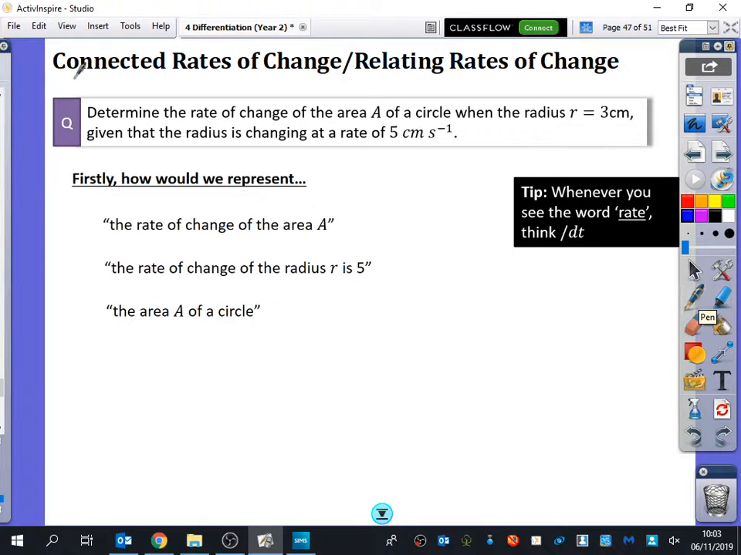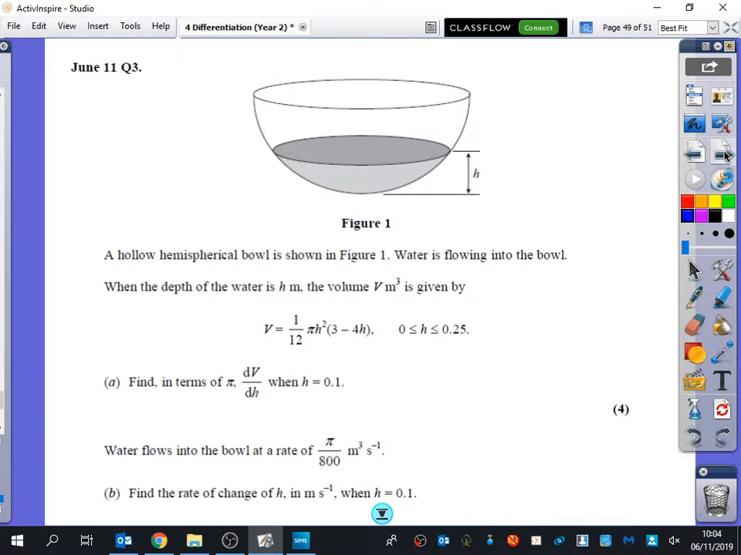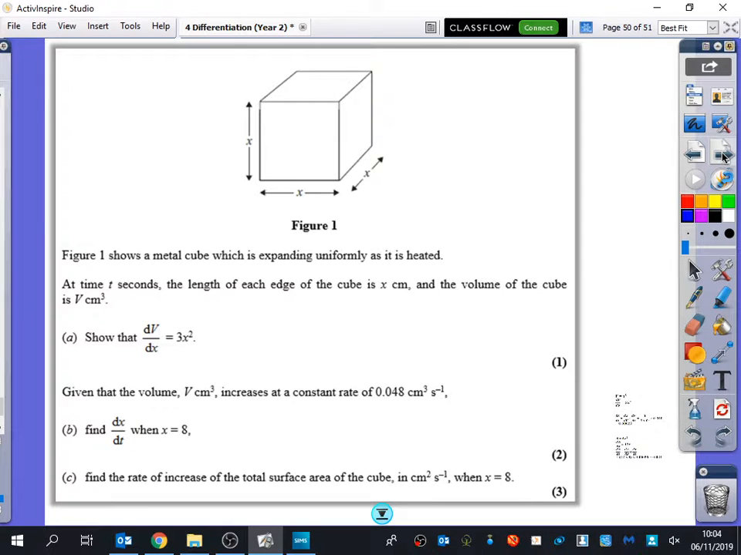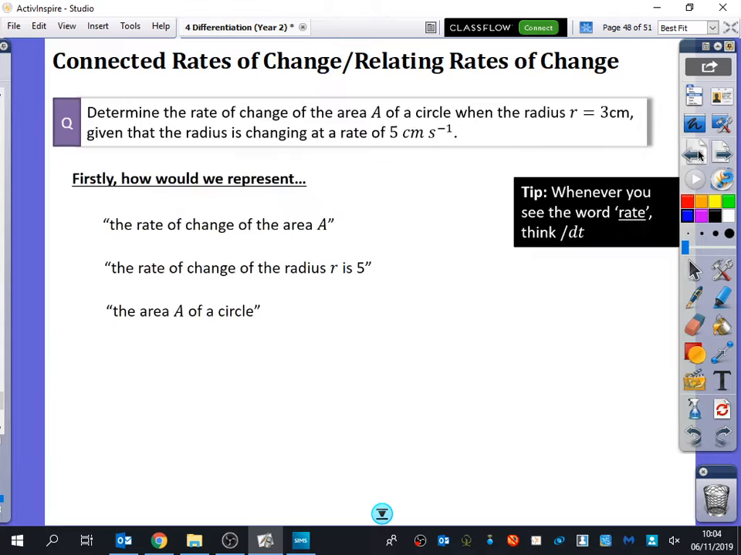So the topic is called connected rates of change. Sometimes it's called relating rates of change. Rates of change is talking about gradients. And these are the questions, if you've had a look right at the beginning of this topic, I remember I made you look at these questions and you were like, oh, these kind of remind me of some of the year 12 style differentiation, like the kind of worded problems.